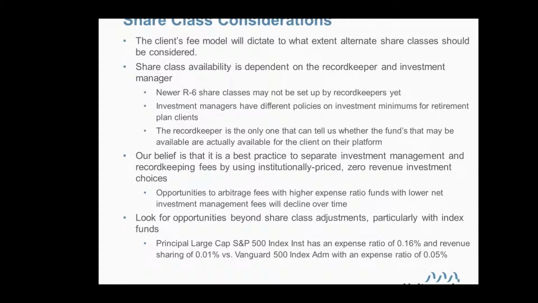For example, the Principal Large Cap S&P 500 Index institutional share class has an expense ratio of 16 basis points and revenue sharing of 1, so the net cost for the Principal S&P 500 Index is 15 basis points. But with the same amount of assets, you can go to Vanguard and get an expense ratio of 5 basis points for the exact same product. So here, it's not a share class question because Principal is going to give you the lowest share class. However, Vanguard straight up charges less for their product.